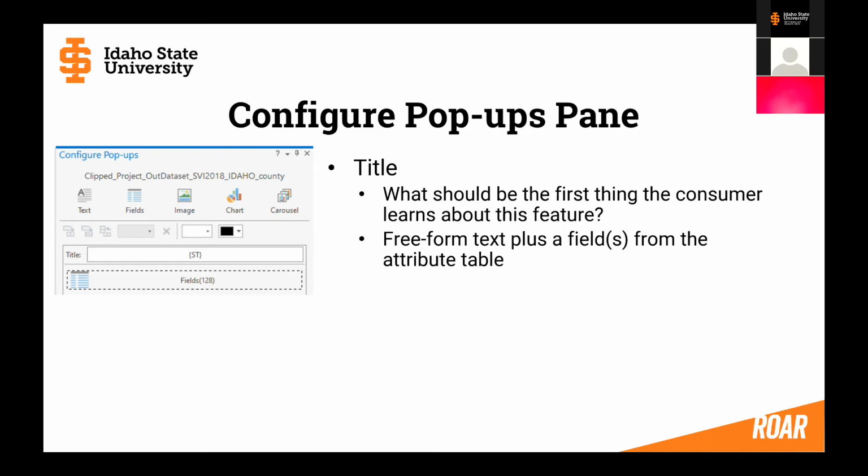So think about the purpose of your map in general, right? Why did you create the map in the first place? Who's your consumer? And help them out. What's the first thing they're going to want to see? And so show it to them in the title. This is really free-form text plus a field or fields from the attribute table. And you can do a lot with it with Arcade. You can really customize it. I won't talk about that. I'll leave that as something that Heather can talk about in the upcoming Tech Talks in just a couple weeks.